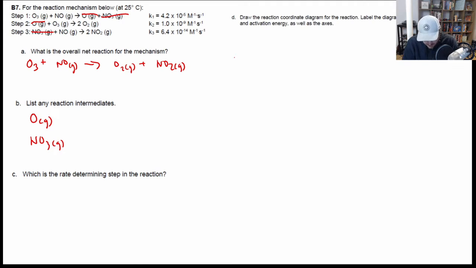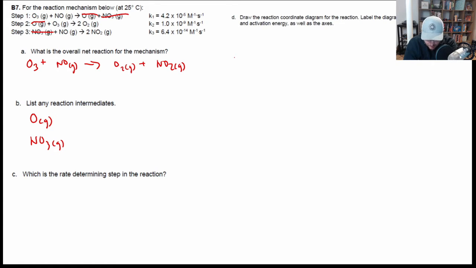And so the next part is which is the rate determining step in the reaction. So the thing to do is, we know what the K values are, and so we can look at them, and whichever K value is the smallest one is going to be the rate determining step.